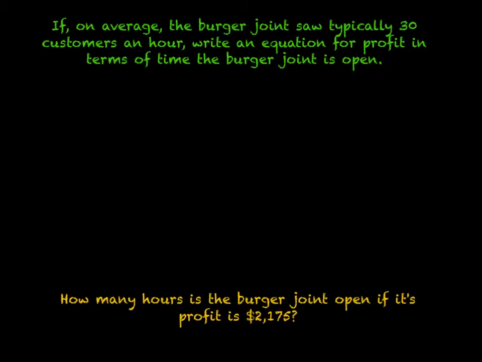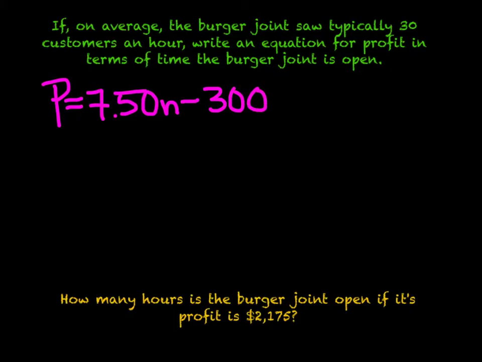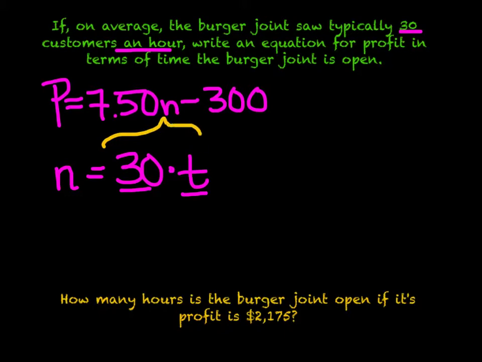All right, so first of all, I'm not going to get myself too confused, and I'm going to first write down my original equation that we had before. We have our profit is equal to 7.50N minus 300. So no matter what, they make 7.50 per customer, and there's $300 that's taken out. So, if on average the burger joint saw typically 30 customers an hour, that means 30 customers times T hours, that is the total number of customers for a day. So, N is equal to 30 times T. So, this information could go right in there for N. Instead of writing N, we could write 30 times T.